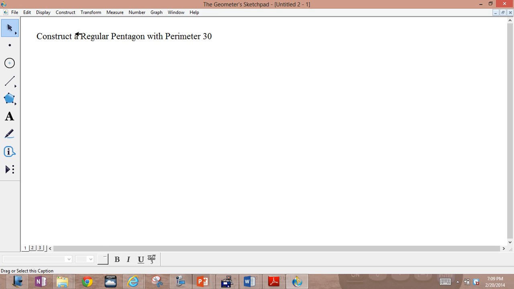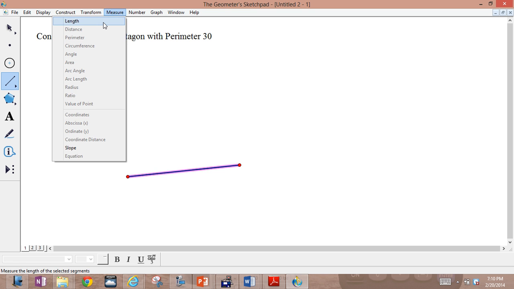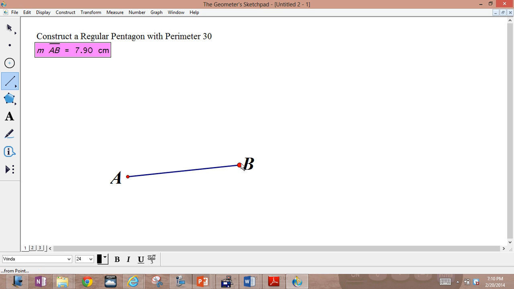Constructing a regular pentagon with perimeter 30 means each side would be 6 units. Now, drawing a segment and measuring it to try to get exactly 6 units can at times be a challenge. I'll demonstrate that sometimes it's not going exactly to 6. So that's not the best way of constructing a segment. We're going to show you another method that will work all the time.